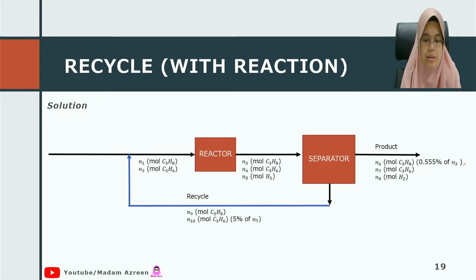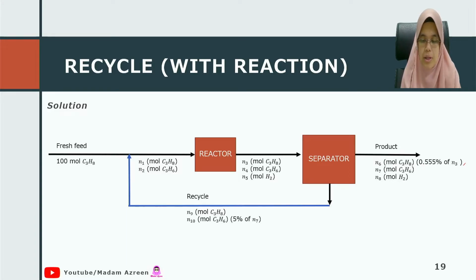Okay, and then it also mentioned how much propylene and propane been recycled back, but we don't know exactly the value of mole, how much the mole of each of these streams. So we put it as N1 and N2, okay, because N is for the mole. So we assume, okay, we take a basis of fresh feed. We take a basis of 100 mole to be our fresh feed.